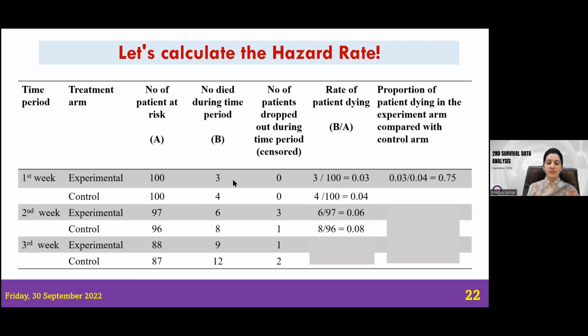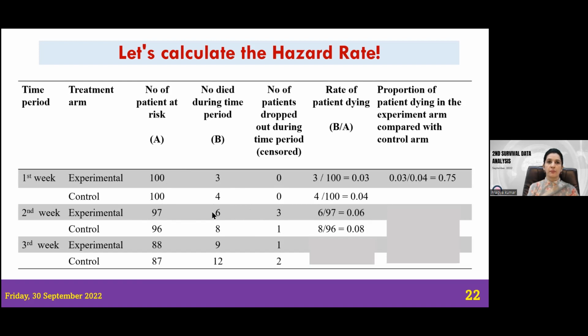Similarly, if there are 3 people and 0 dropped out, then if I reduce this 3 from this 100, it is 97. And in the control arm, it will be 96 because there are 4 people here. So it will be 97 and 96, the number of people who are at risk. Now the number of people who died: 6 died in the experimental arm and 8 died in the control arm. And there were 3 dropouts during the period and 1 dropout in the control.